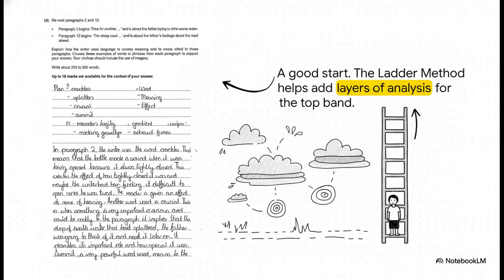Now take a look at this. This is from a real candidate's answer. The student has done a good job of picking out powerful words like crackles and splatters, and they've explained the literal meaning, which is a great start. They're on the bottom rung, but the analysis of the effect is still a bit thin. This is exactly where our ladder method comes in. It gives you the structure you need to add those next 2 layers, the first inference and the deeper effect, to lift this answer from just okay to a top band response.